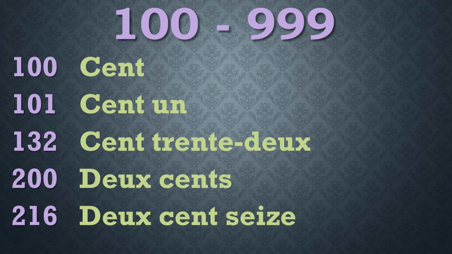deux cent seize. Now if we compare the spelling of 200 and 216, we may notice that the word cent ends in a silent S for number 200. Deux cents, deux cents. However, we drop the S for 216. Deux cent seize. So numbers 200 through 900 ending in 2 zeros, 200, 300, 400, etc., all the way up to 900, have a silent S on the end to make them plural. We drop this S for numbers that don't end in 2 zeros.